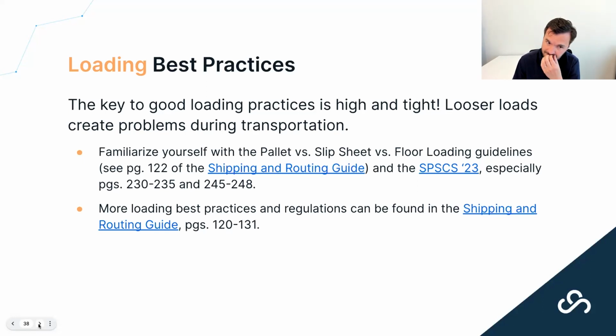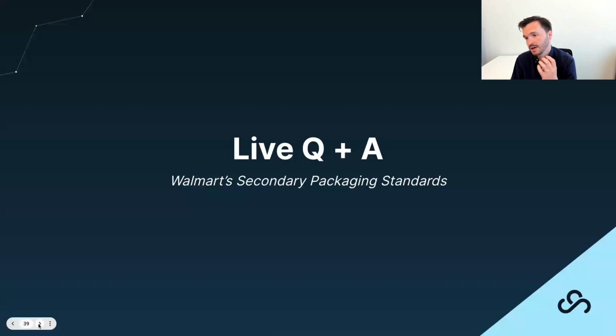And then other loading best practices and regulations will be that 120 to 131 just generally. So you've got the 122 particularly for the pallet versus slip sheet versus floor loading guidelines, but that whole section 120 to 131 should be relevant for all of that as well. And that is it in terms of content.